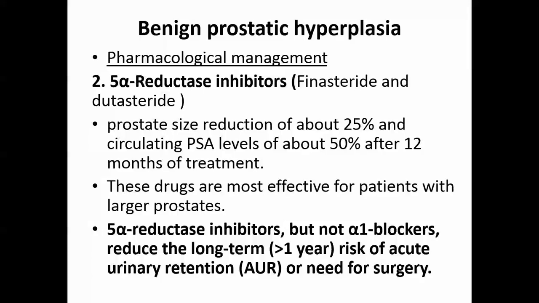Another very important effect of the 5 alpha reductase inhibitors is that they reduce the long-term risk of acute renal retention or the need for surgery. This also differs from the alpha 1 blockers, which we said cannot reduce the risk of acute renal retention. Of course, a larger prostate means one of the treatments or lines of management of benign prostatic hyperplasia, if we have a large gland, is surgery. If we reduce the size of the prostate, the need for surgery will be less, or we may not need it. So these are the most important differences between the alpha 1 blockers and 5 alpha reductase inhibitors.